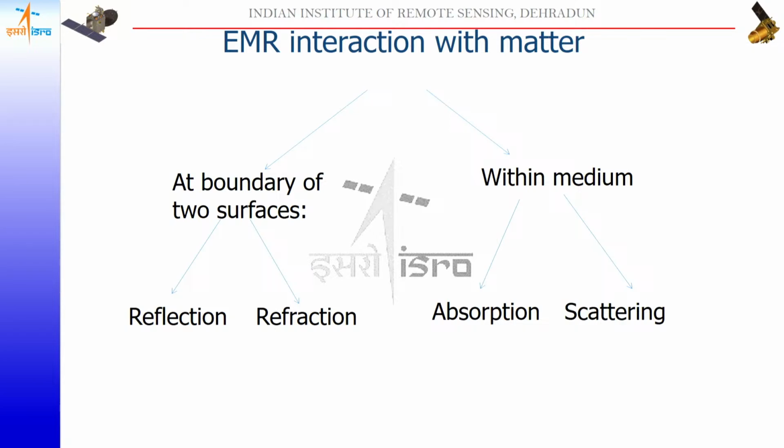Here, when the light comes, it will either have a reflection or it will have refraction. But within a particular medium, the same single medium, light comes and interacts with the particle. Part of it can be absorbed and part of it can be scattered. Scattered means it can be redirected in different directions. So we have these two scenarios: either the electromagnetic radiation is going to interact at the boundary of two media or within a single medium.